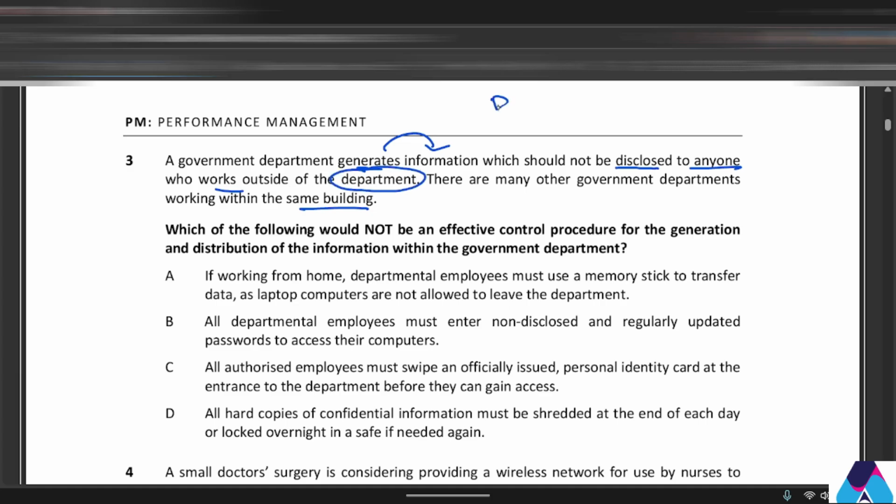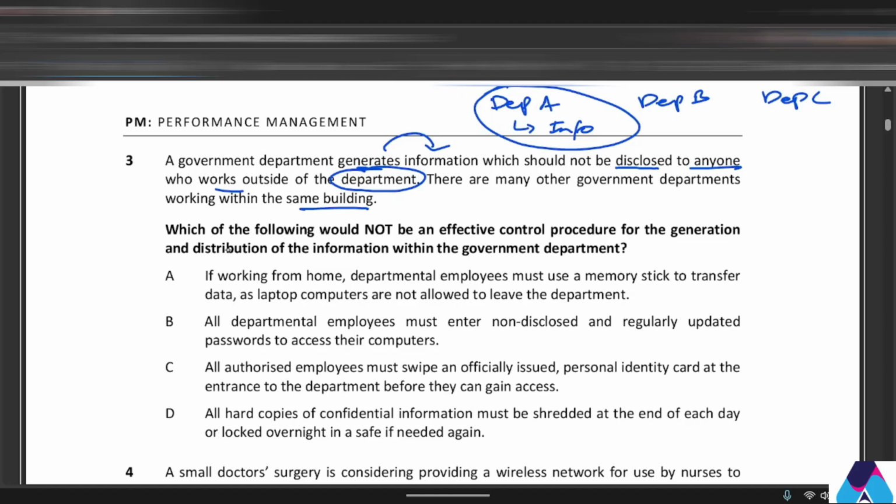So if there's a company and it has department A, department B, and department C, department A is producing the information and they do not want this information to escape this department, not even go to the other departments. So they want the information to remain within department A. That's what the question is saying. And they're also saying that there are many other departments working in the same building, right? So department A, B, C, and so on.